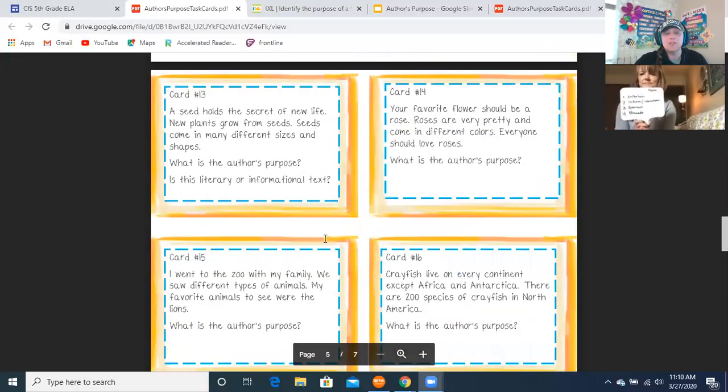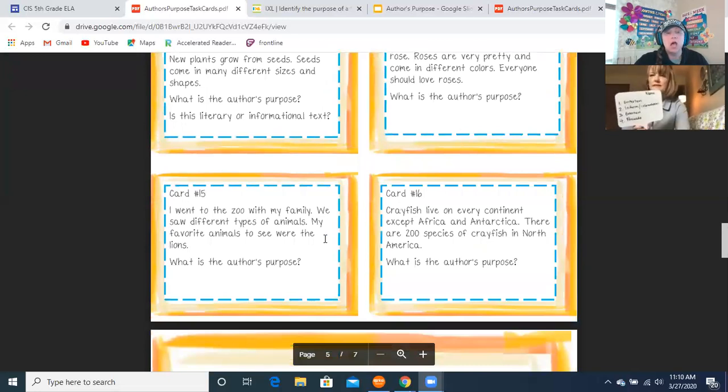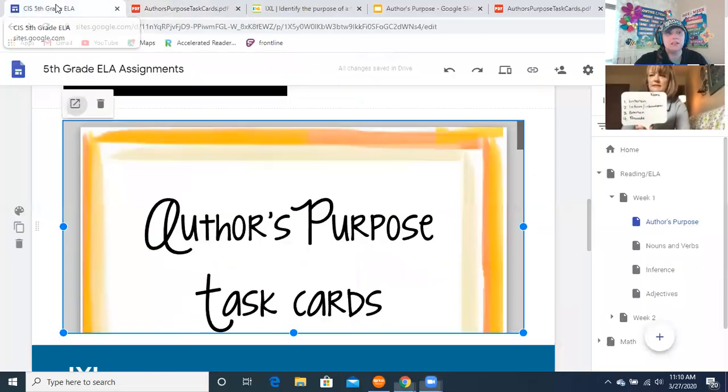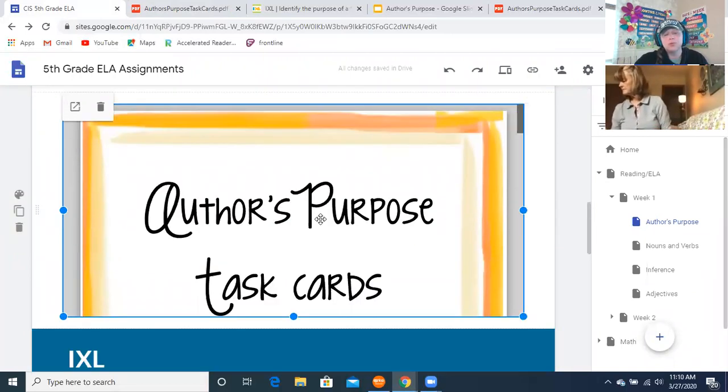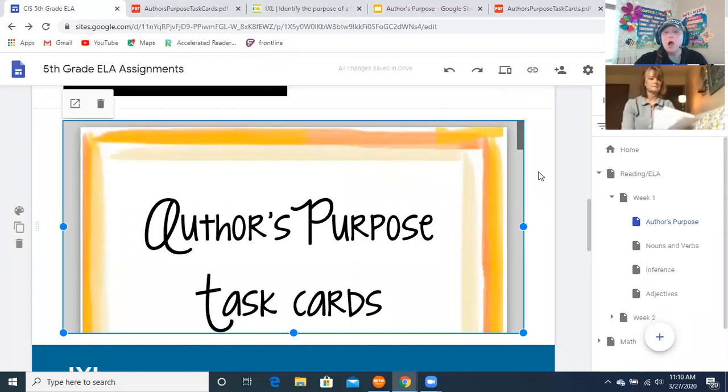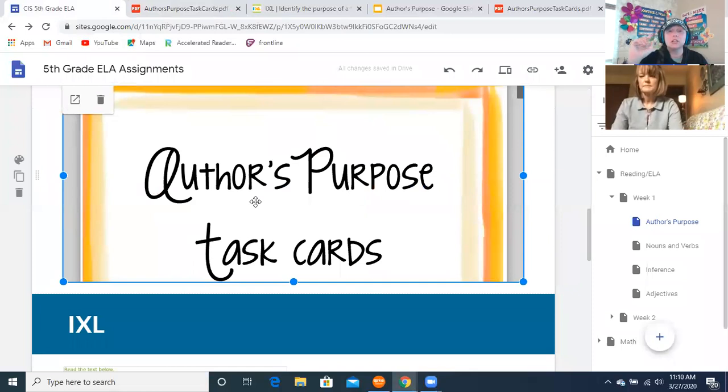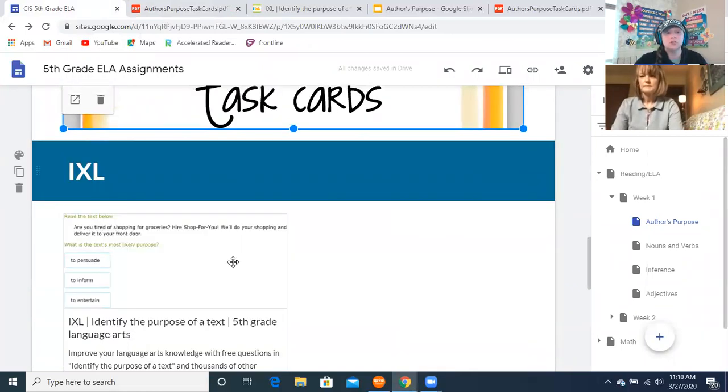Okay, so there are a total of 16 cards. It should not take you very long to complete this task. You will find this in your packet or on this site, and so you don't really need the paper, but if you aren't able to get on the internet on the site, we have it linked right here. All you'll have to do is click on it and it'll pull up and you'll just scroll down.